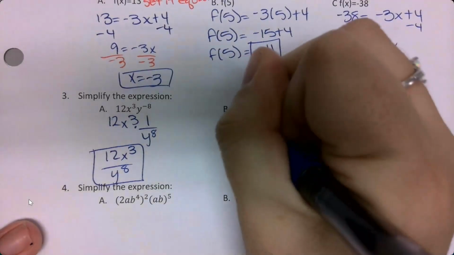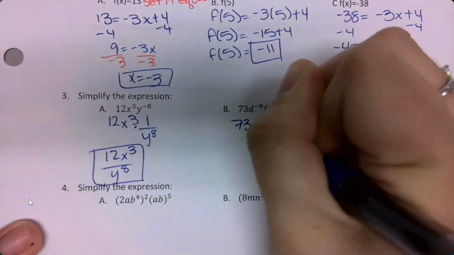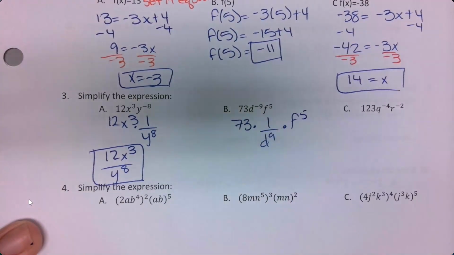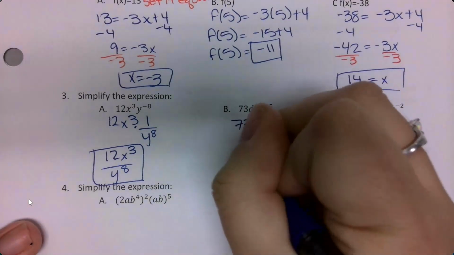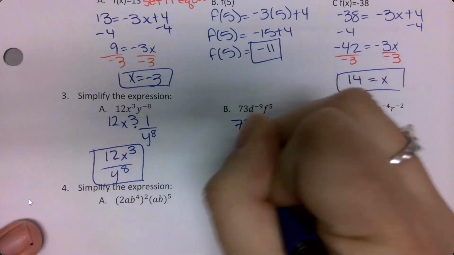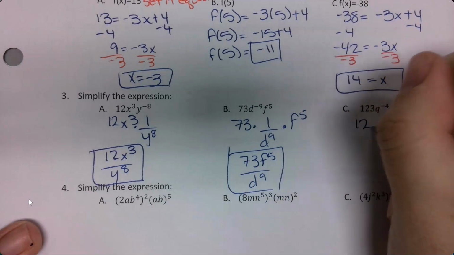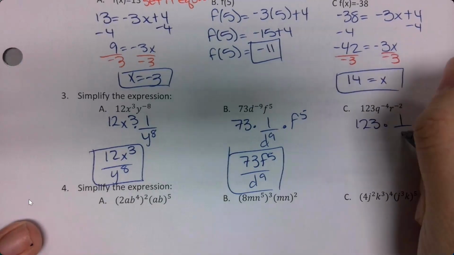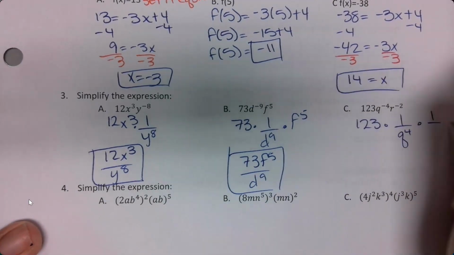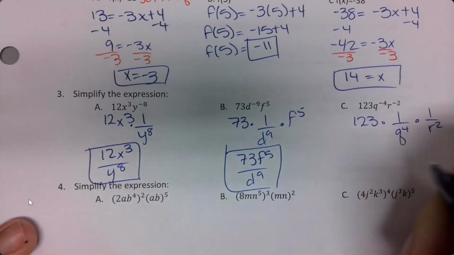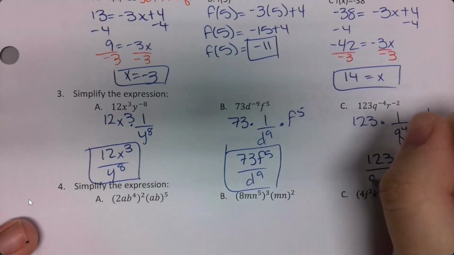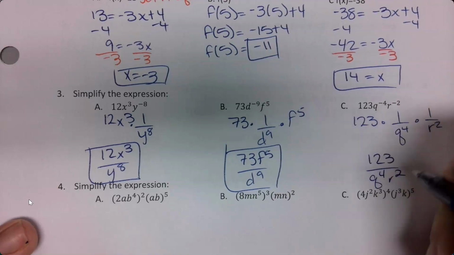I have 73 times 1 over d to the 9 times f to the 5. Multiply across, I'm going to have 73 f to the 5 over d to the 9. Next one, I have 123 times 1 over q to the 4th times 1 over r squared. Multiply across, so I'm going to have 123 over q to the 4th r squared.